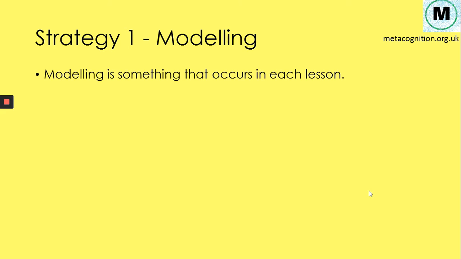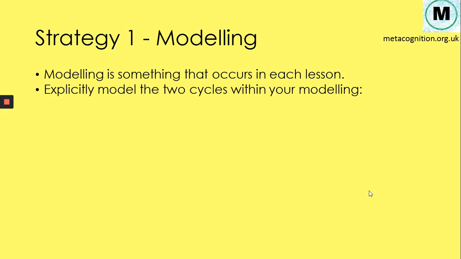We teach them how to do a new skill. We teach them how to answer a question, write an exam answer, kick a ball, cook something. We model how to do that. So use the cycles within your modeling. Be explicit about it when you're explaining.